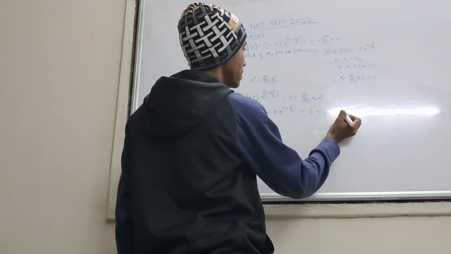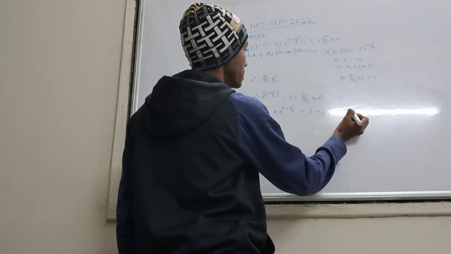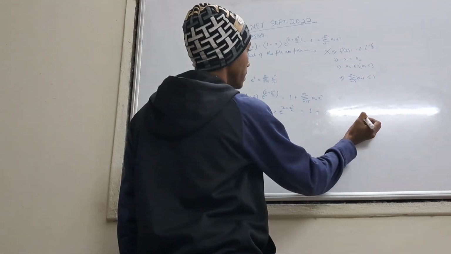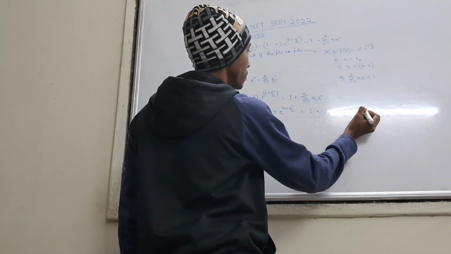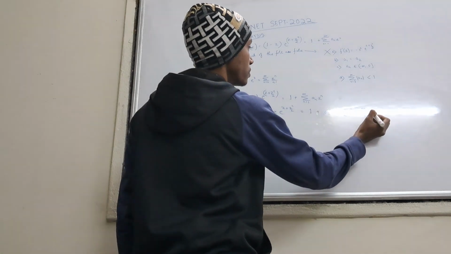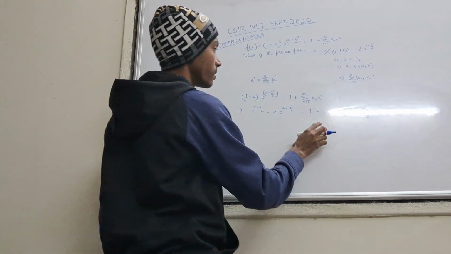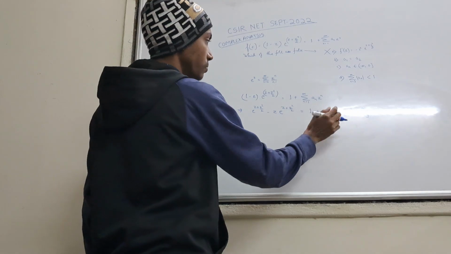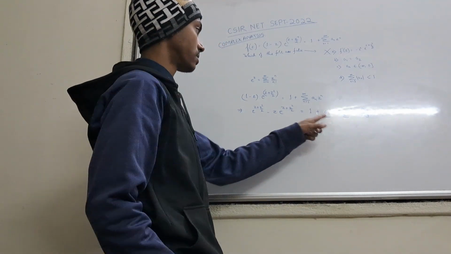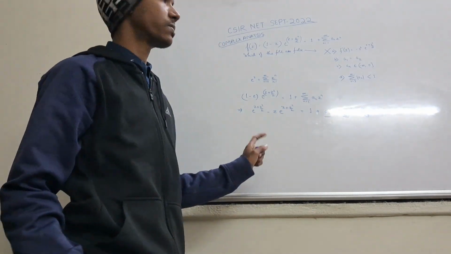a1z plus a2z square plus summation n goes from 3 to infinity, because 1 and 2 we have used, so an z to the power n. Because we need a1 and a2, we just expanded up to this. We will see what the LHS will get.